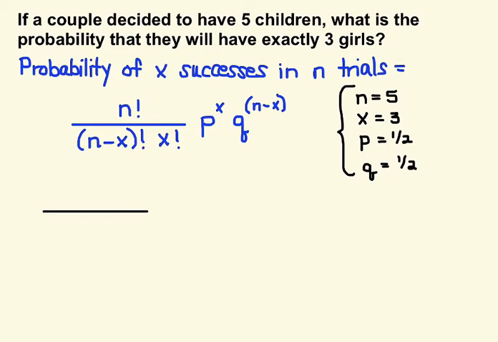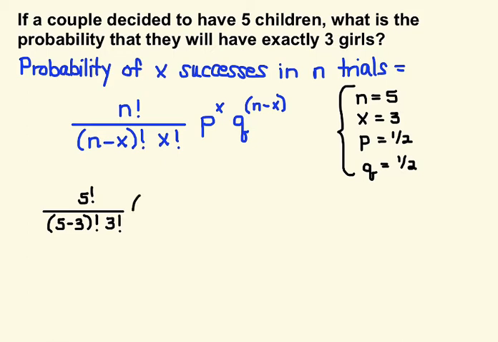And we start with n factorial, so that's 5 factorial. We can use our calculator for this if we want. And then underneath we have n minus x, so 5 minus 3 factorial. And then times x factorial, x is 3 factorial. This is the first part of our formula. I'm going to sort of shorten this down a little bit here.